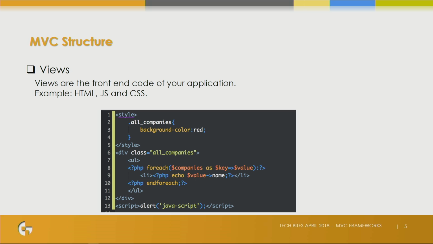Views. Views will have all your HTML, JavaScript, CSS, anything that goes on the front side. The views will host it. And looking at the code again, you notice we have the style, which is the CSS. What I'm doing here is telling that div, that box that's going to show all companies, to give it a red background color.